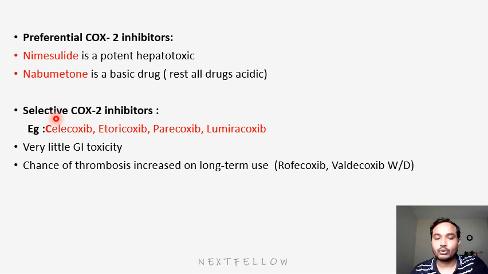Next is selective COX-2 inhibitors, which act only on COX-2. Examples are celecoxib, etoricoxib, parecoxib, lumiracoxib. If the name itself consists of COX, it is a selective COX-2 inhibitor. They have very little gastrointestinal toxicity. In this group, some drugs have a chance of thrombosis if used long term, so they have been withdrawn from the market. Rofecoxib and valdecoxib are already withdrawn because of the chance of thrombosis if used for long term. So this is regarding NSAIDs.